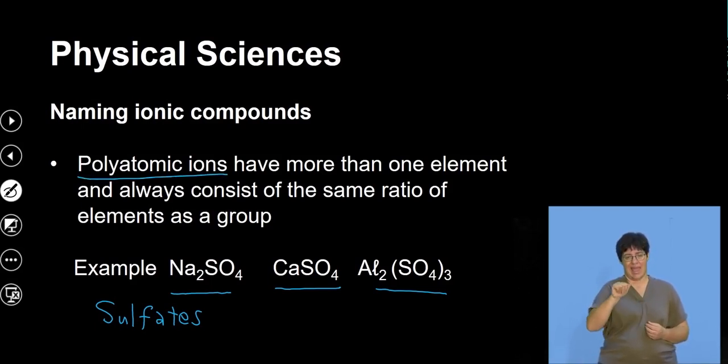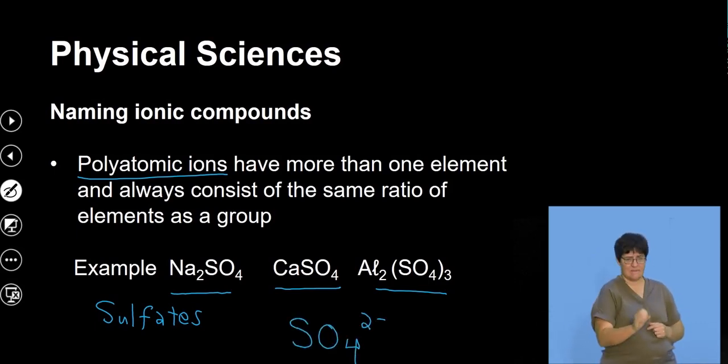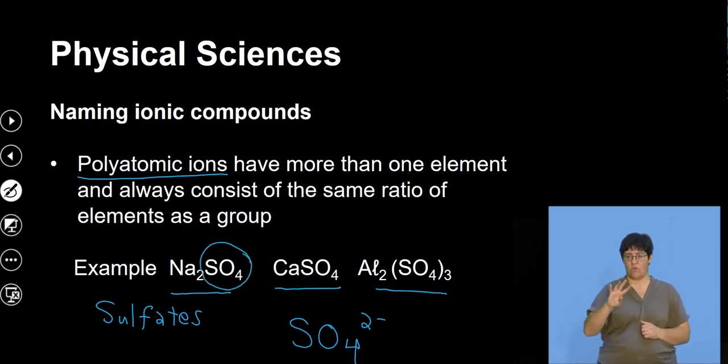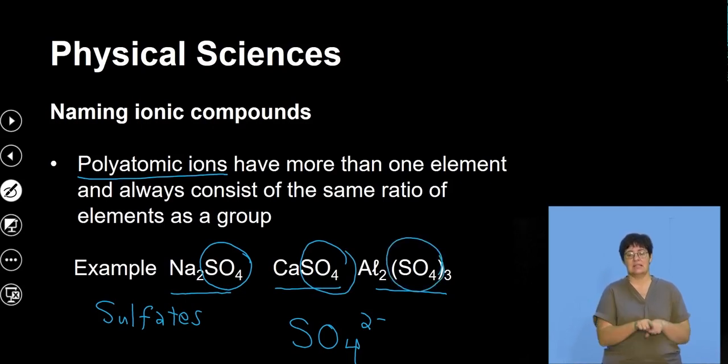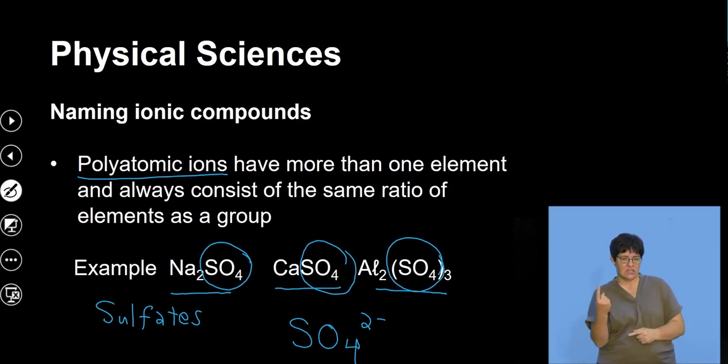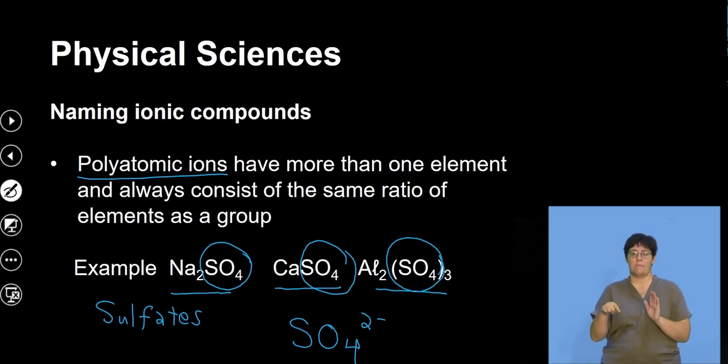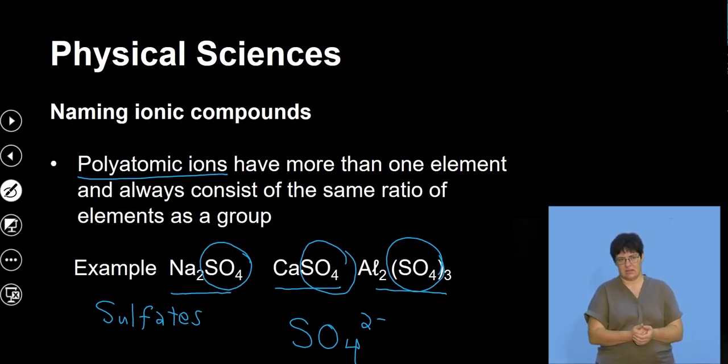Polyatomic means it consists of more than 1 element. So this polyatomic ion, in this case, which is common, is SO4 2-. There is SO4 2-, SO4 2-, SO4 2-. So they consist of the same ratio, in that for every sulfate anion, there's 1 sulfur atom and 4 oxygen atoms. And the net charge in that polyatomic ion is 2 minus or -2, whichever way you choose to refer to it.